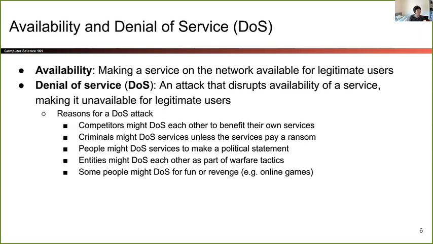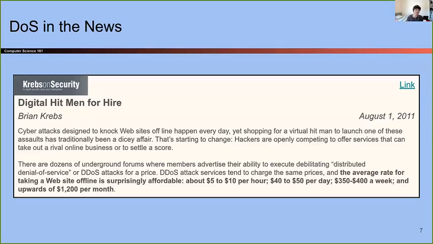This happens less often than before, but it used to be that if you beat someone in an online game, they would get mad at you and then take down your house connection for a while, depending on what sort of internet connection they had. A lot of this does not happen as frequently as it used to, but some of these are definitely still prevalent today. So, some DOS in the news.